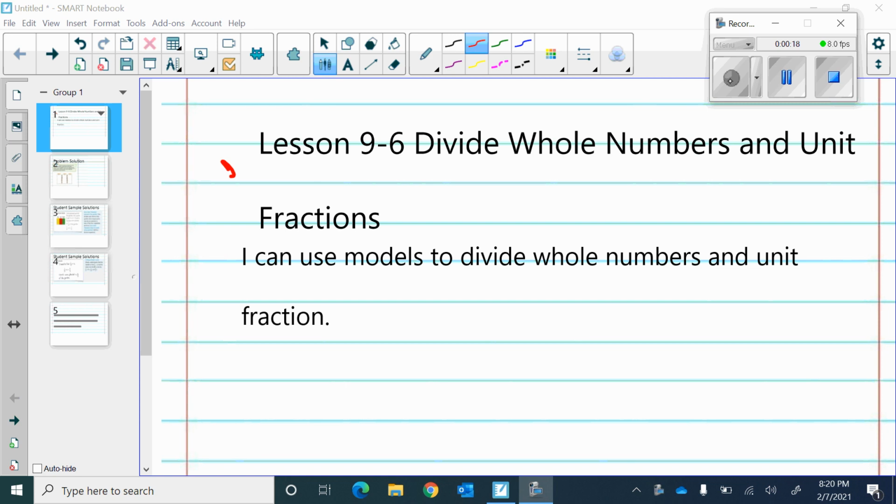Your I can statement that needs to be written down is: I can use models to divide whole numbers and unit fractions. I can use models to divide whole numbers and unit fractions. So go ahead and push pause on the video and write that I can statement down and push play when you're ready.